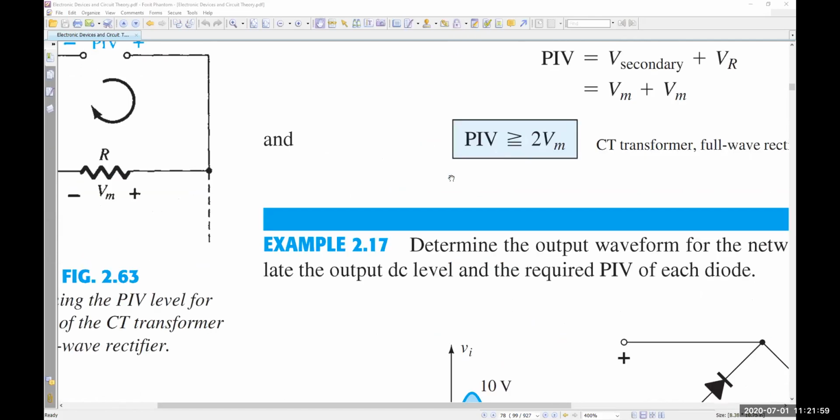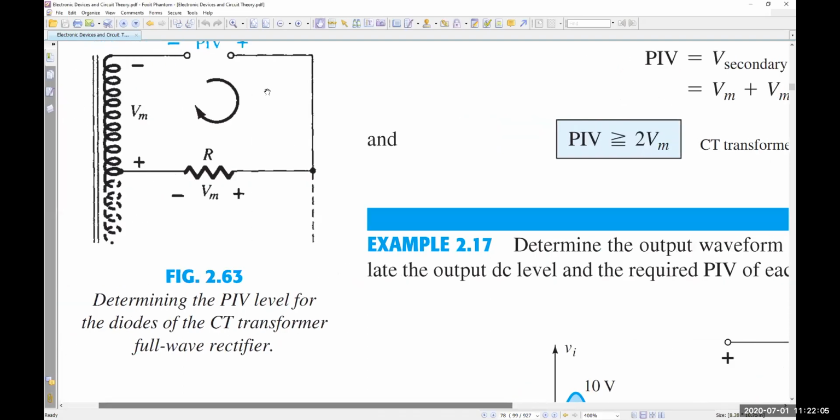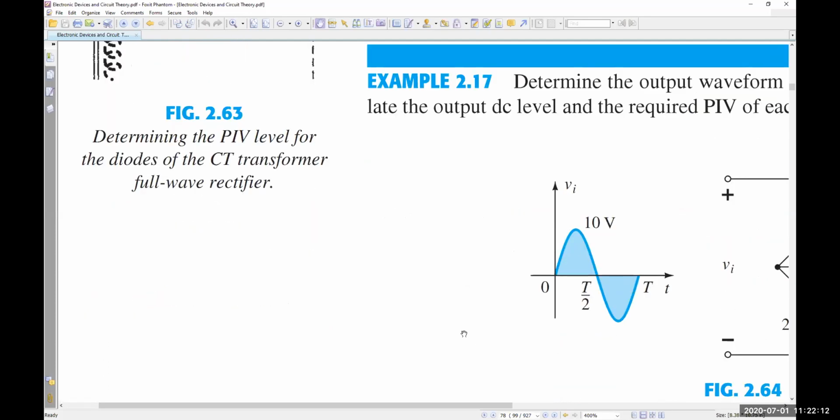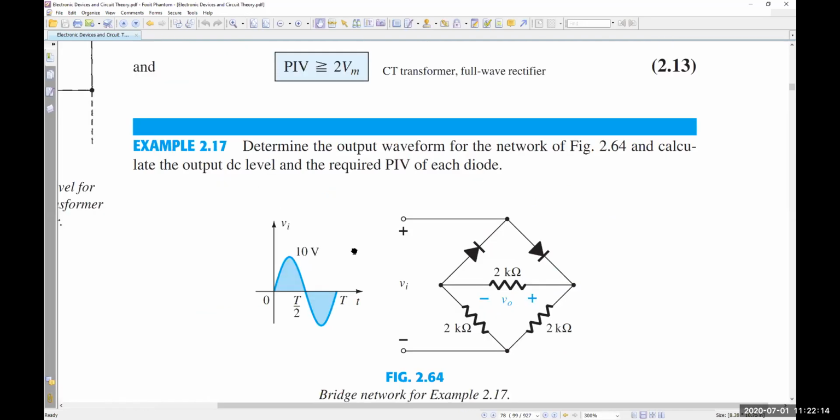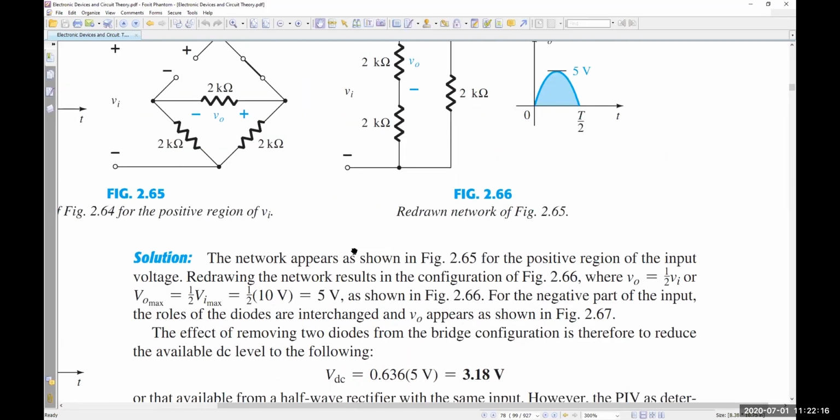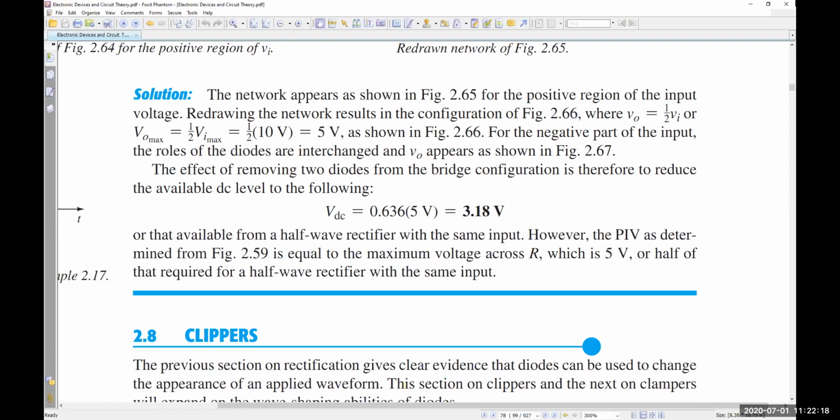Now here, remember that PIV is more than or equal to VM, because one diode is actually taking the double voltage, total VM plus VM. That's why. Okay. Now let's do one math, not this one. Let's do one math.